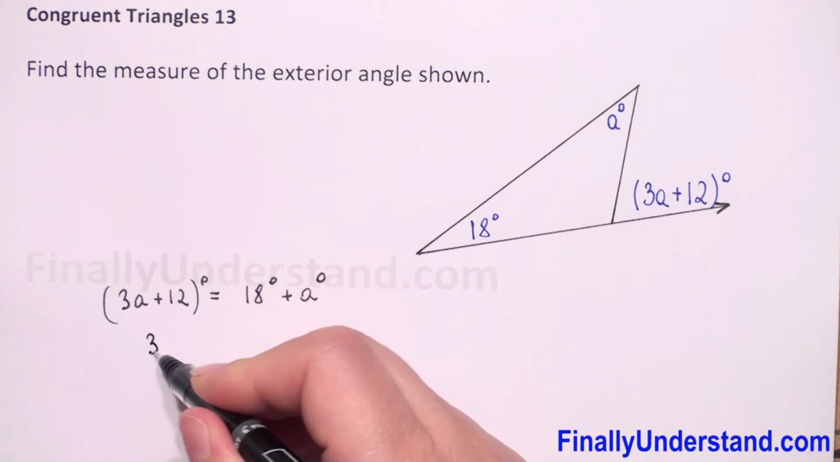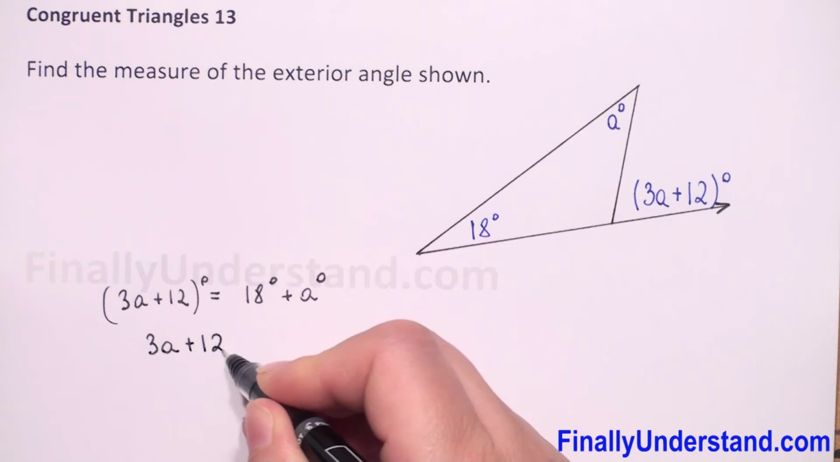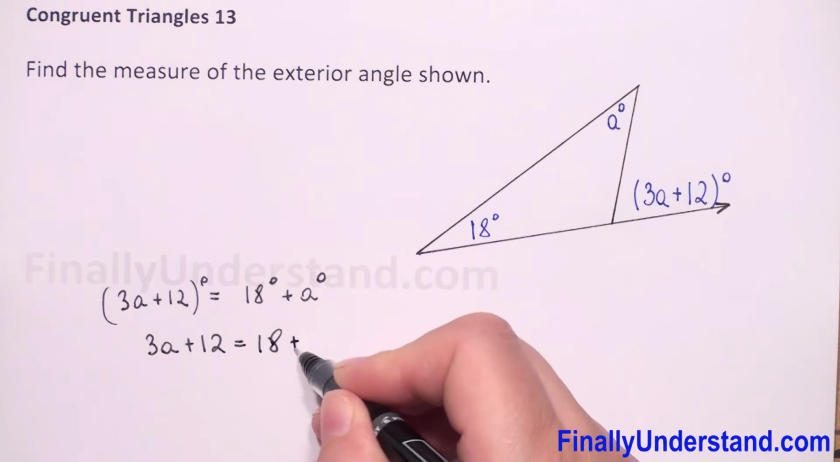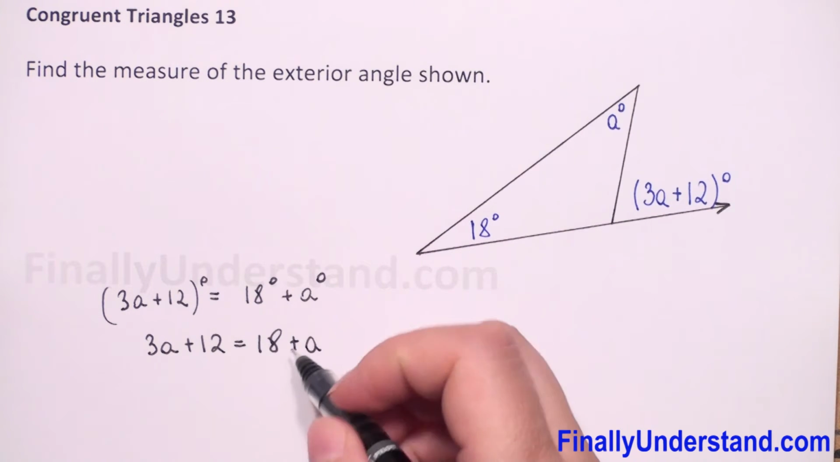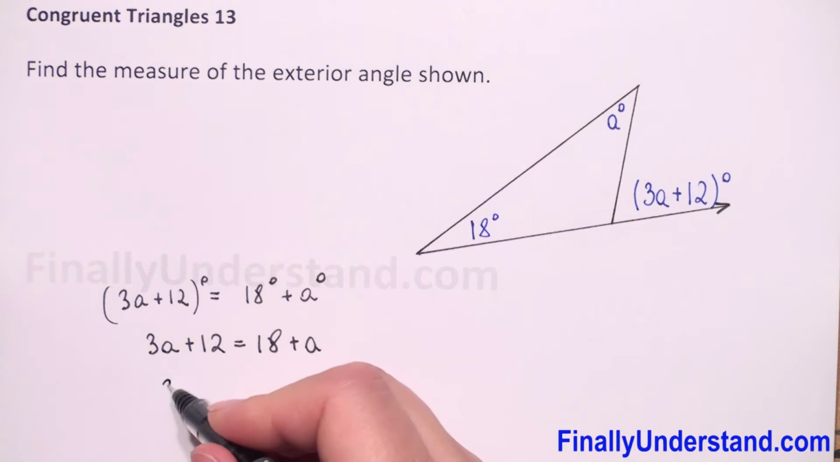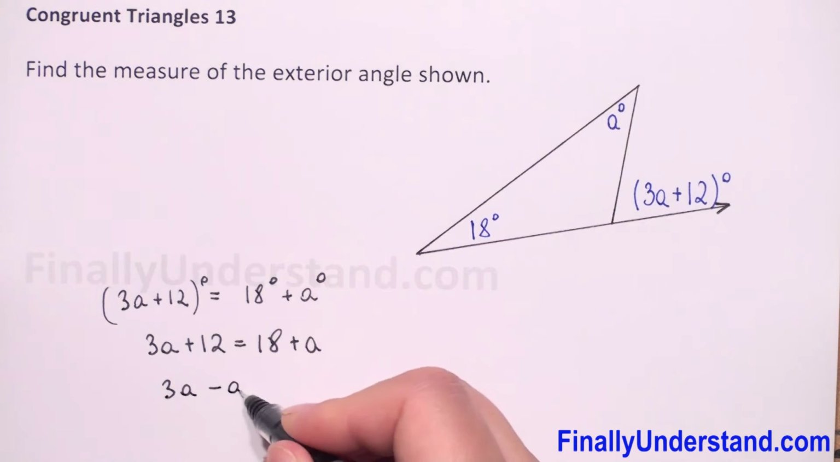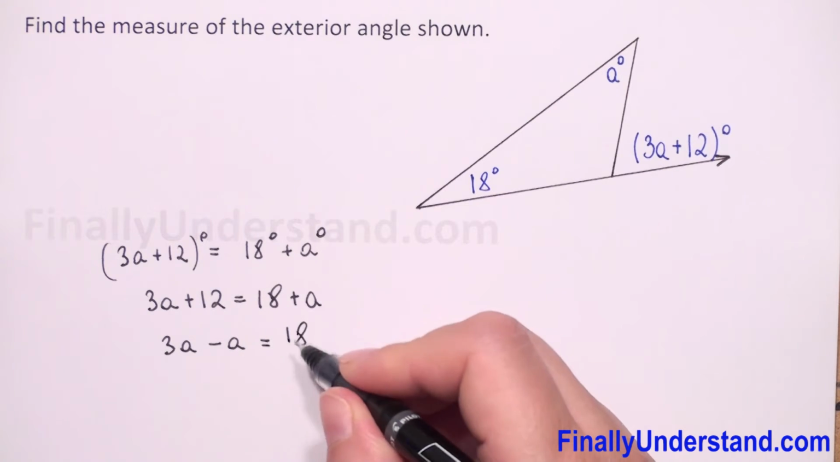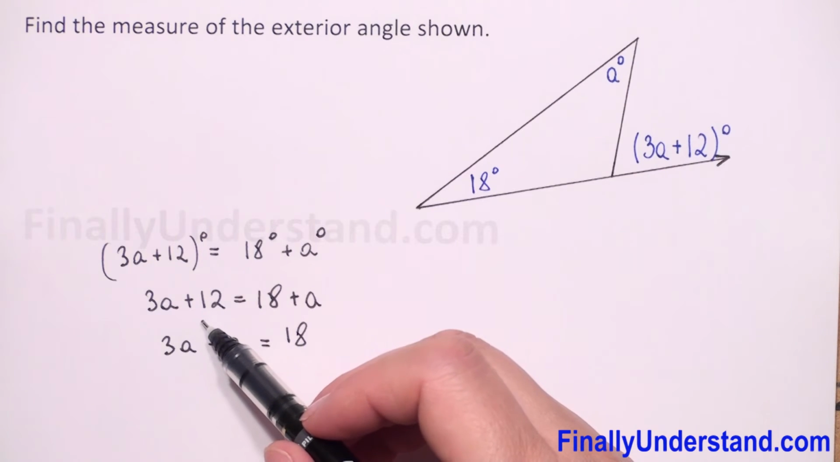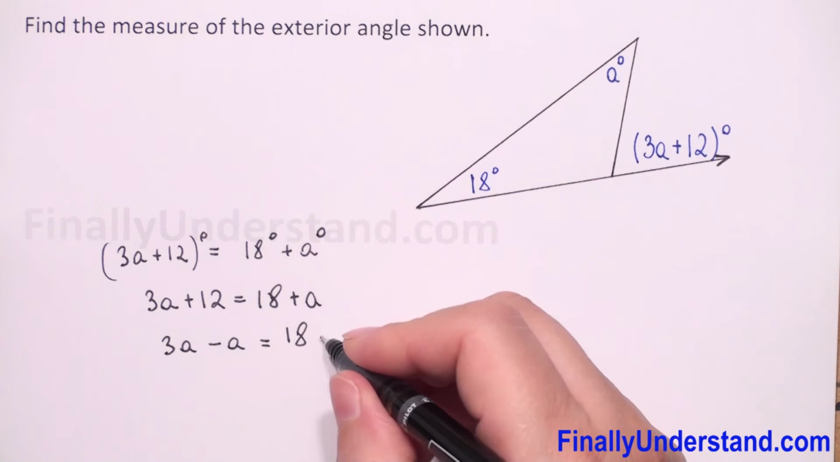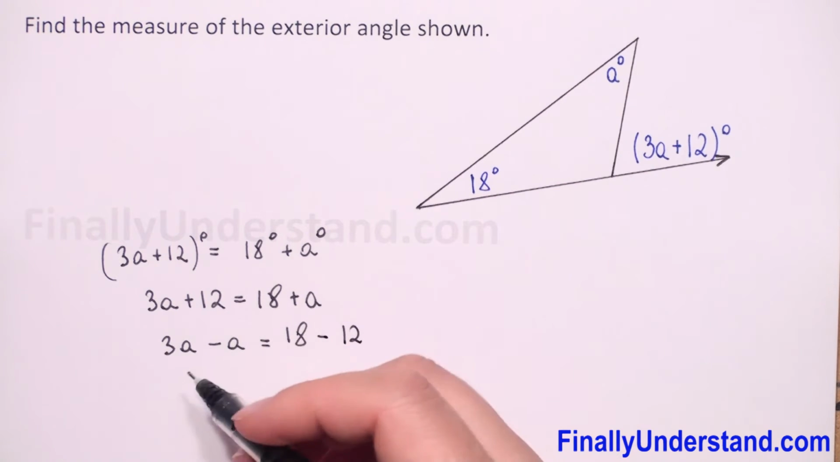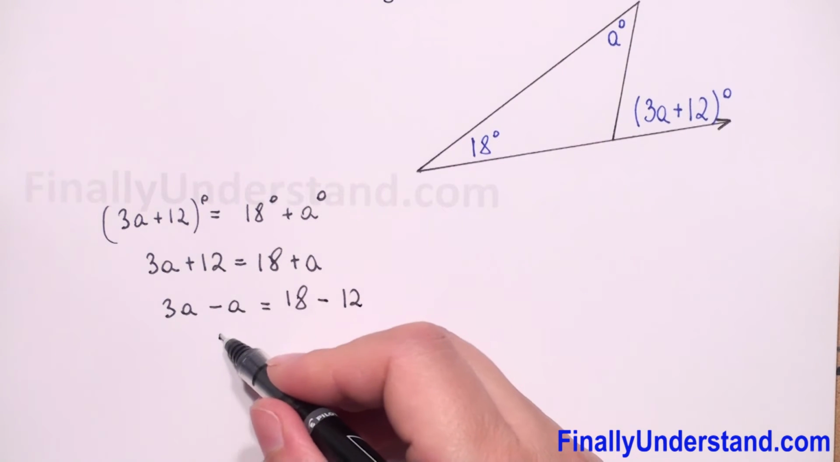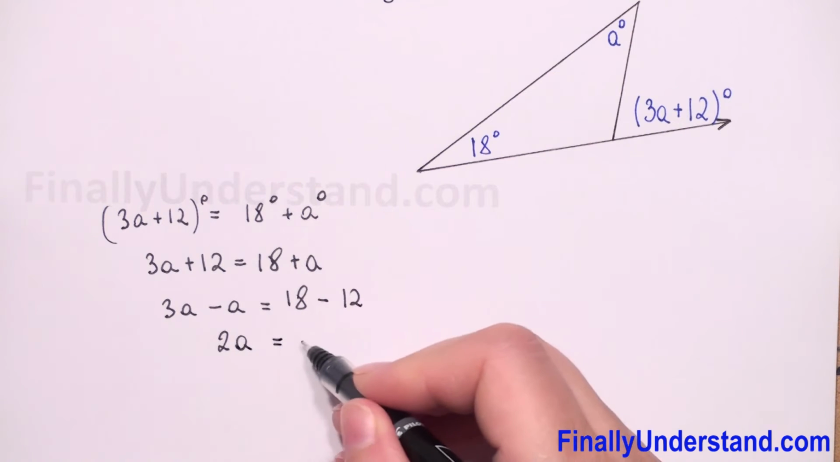So we have 3a plus 12 is equal to 18 plus a. I will move a to the left side, so we have 3a minus a is equal to 18 minus, I will move 12 to the right side, so we have minus 12. 3a minus a is 2a is equal to 6.